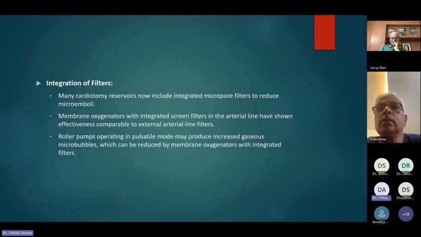Integration of filters. Many cardiotomy reservoirs now include integrated micropore filters to reduce microemboli. Membrane oxygenators with integrated screen filters in the arterial line have shown effectiveness comparable to external arterial line filters. Roller pump operating in pulsatile mode may produce increased gaseous microbubbles, which can be reduced by membrane oxygenators with integrated filters.